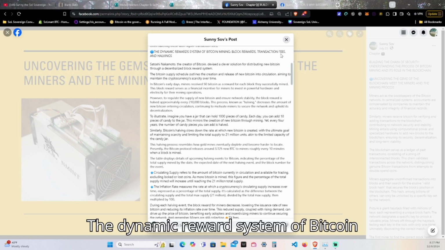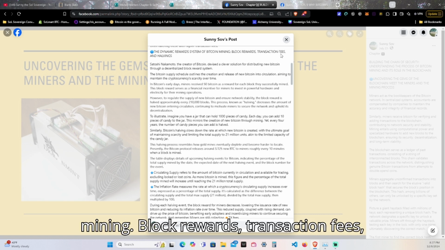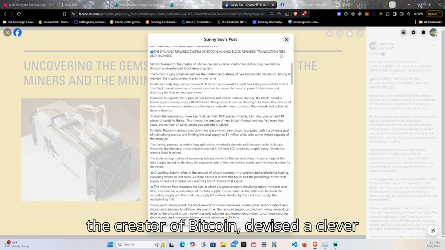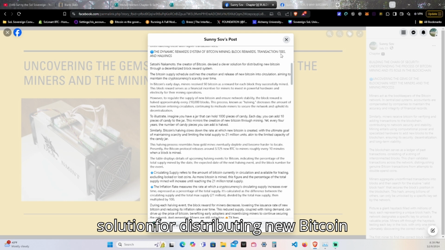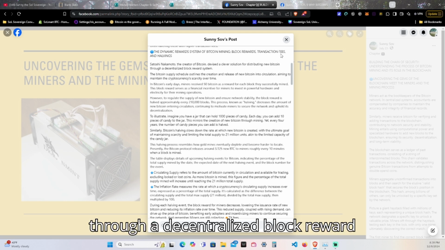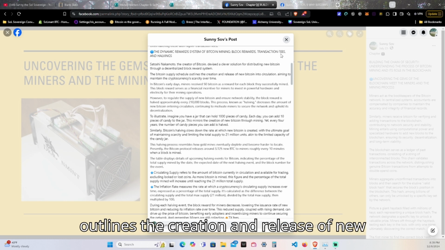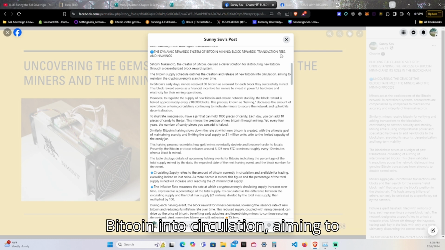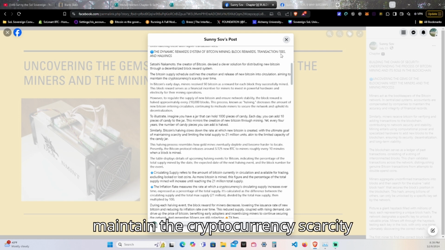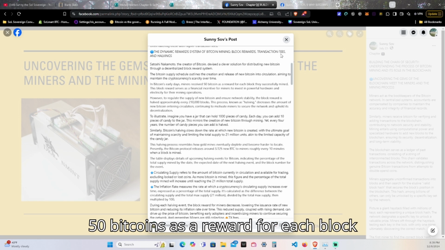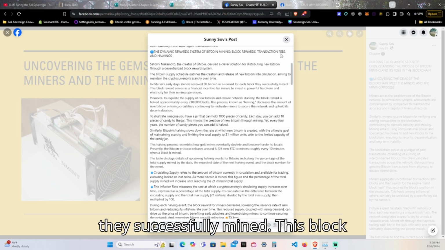The dynamic reward system of Bitcoin mining: block rewards, transaction fees, and halvings. Satoshi Nakamoto, the creator of Bitcoin, devised a clever solution for distributing new Bitcoin through a decentralized block reward system. The Bitcoin supply schedule outlines the creation and release of new Bitcoin into circulation, aiming to maintain the cryptocurrency's scarcity over time. In Bitcoin's early days, miners received 50 Bitcoins as a reward for each block they successfully mined.